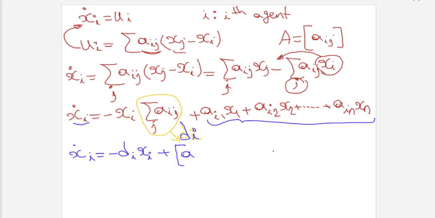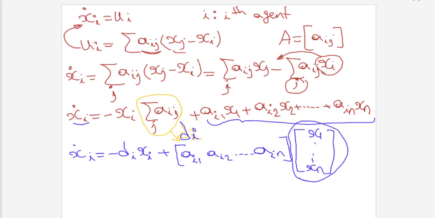I want to rewrite. Mr. Elias, do you have any question? Please write your question in chat. I will answer that. ai1, ai2, ain, multiplied by x1 through xn.